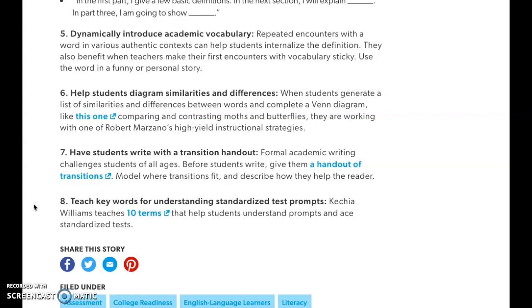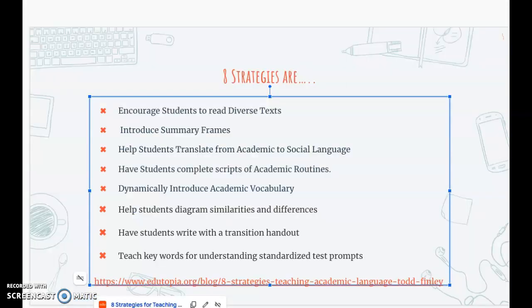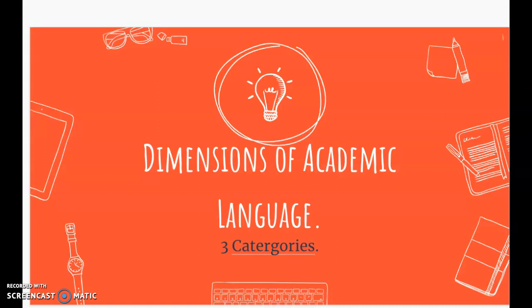These are both the same kind of physical thing, you're putting a piece of paper down in front of them, allowing them to fill out and read the things you're wanting to teach them. Going back to the PowerPoint, the next thing I really thought was interesting was dimensions of academic language.